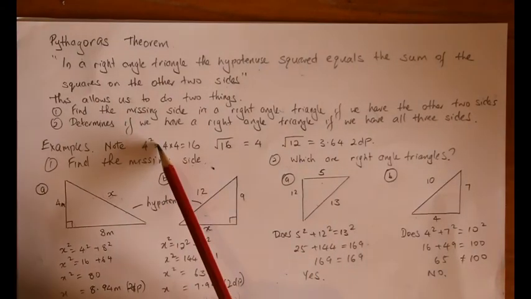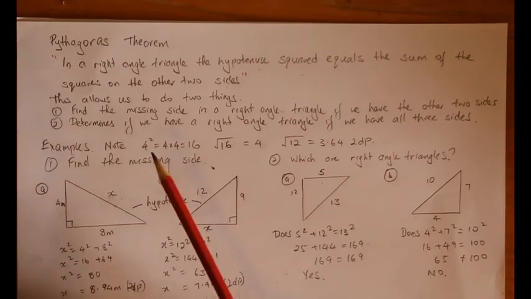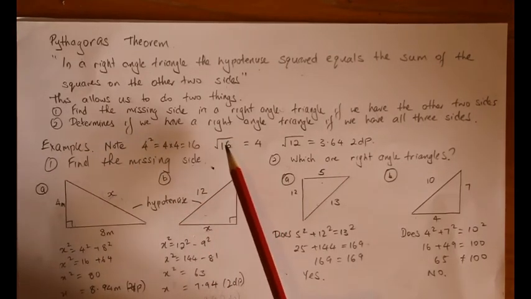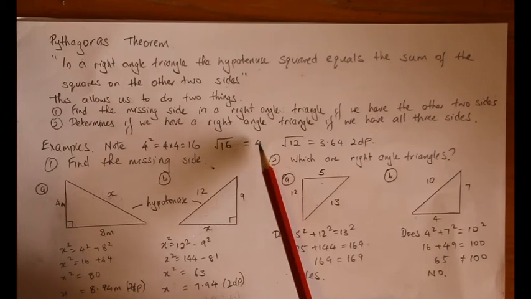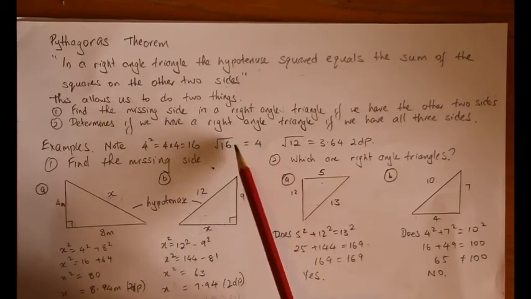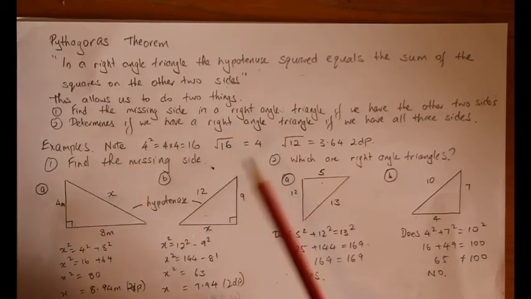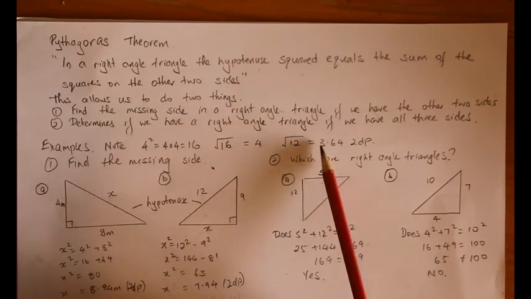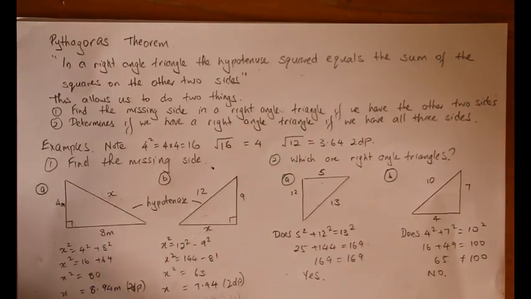Couple little notes. 4 to the power of 2 means 4 squared, which is 4 times 4, which is 16. Square root of 16 is 4, because we're looking for the number that when multiplied by itself equals 16. Often the square root of a number won't be a whole number. Square root of 12 is 3.46 to 2 decimal places. You have to use your calculator to work these out.